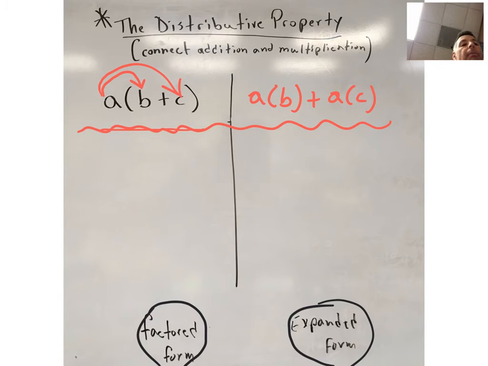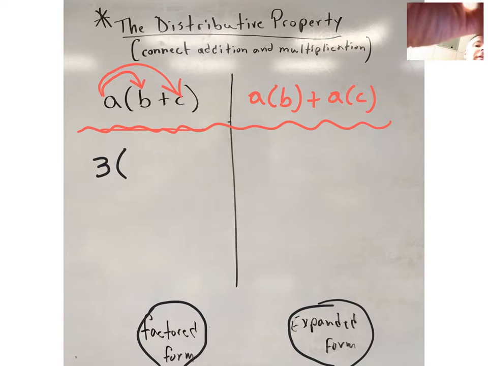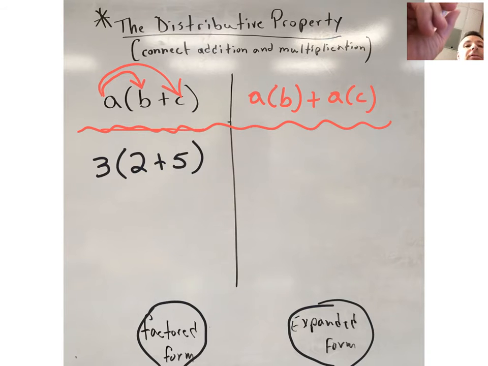with letters. Let's do an example with numbers. So let's just pick a number for A. Let's say 3. Parentheses. Then let's do 2 plus 5. So we're not going to be distributing the A anymore. Now the A will be a 3. So we're going to distribute the 3 to the 2 and distribute the 3 to the 5.